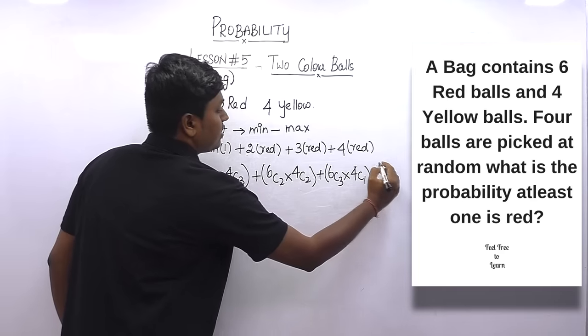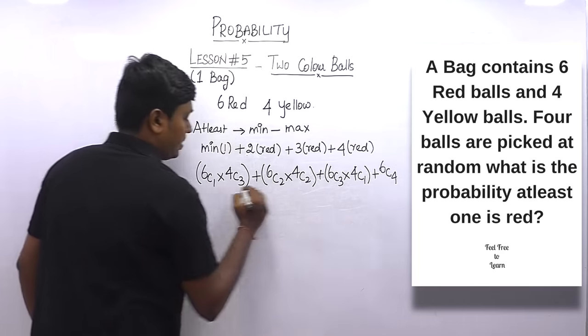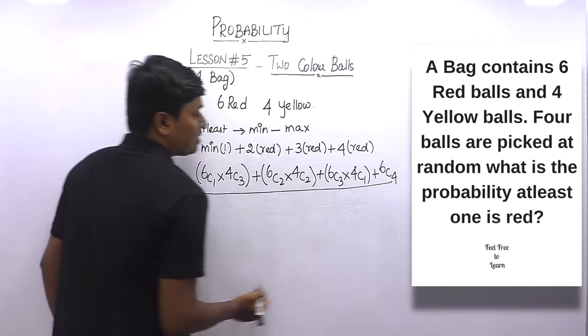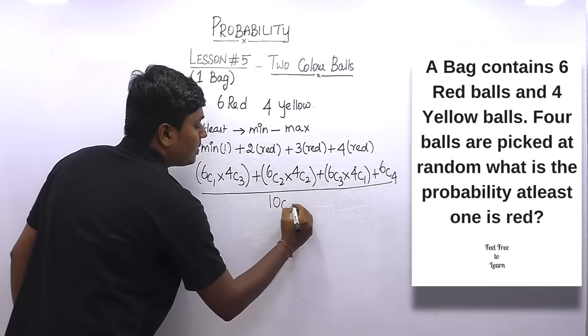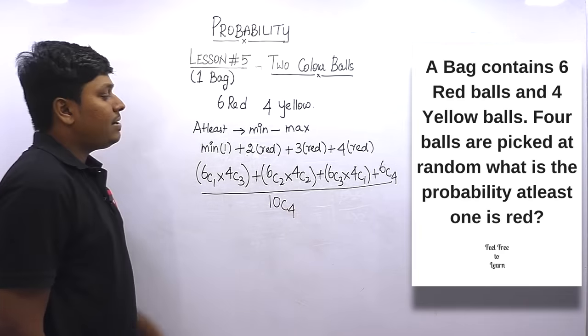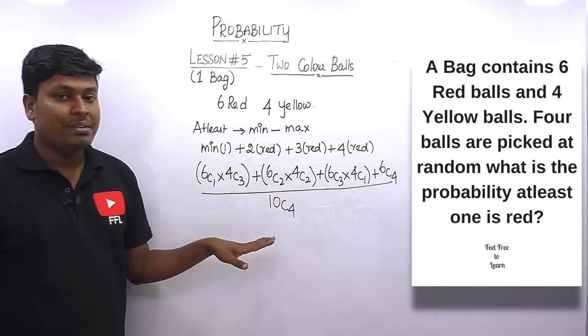And 4 to be red, so 6C4. So divided by the total possibility, how many balls? 6 plus 4 will be 10. So out of these 10 balls, our target is to pick 4 balls. So finally, we have written sum of observation divided by possibility.